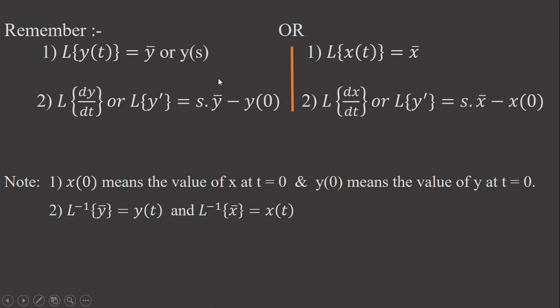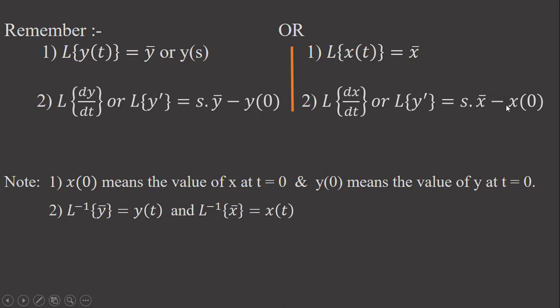For that you have to remember some symbols, the shortcuts. Laplace transform of y of t can be rewritten as y of s. Laplace transform of x of t can be rewritten as x of s. You can remember x bar, y bar also. Similarly, Laplace transform of the first order derivative, dy by dt or y dash, can be simply rewritten as s into y bar minus y of 0. s is the Laplace transform operator. So it is s into y of s minus y of 0.